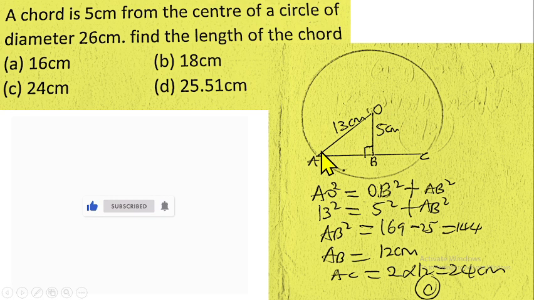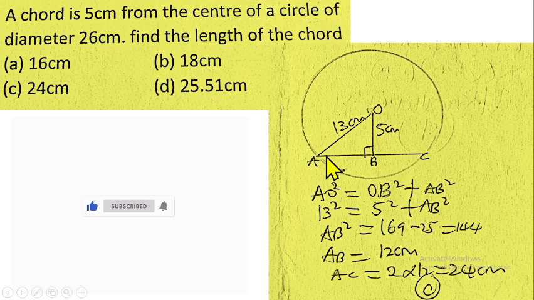So we can find AB, and we know that OB bisects the chord, using the midpoint theorem. The midpoint theorem says that a line drawn from the center of the circle perpendicular to a chord will bisect the chord into two equal halves. So that means if you get AB, then plus BC will give us the length of the chord. And how do we get AB? You can use Pythagoras theorem, because this is a right angle triangle.